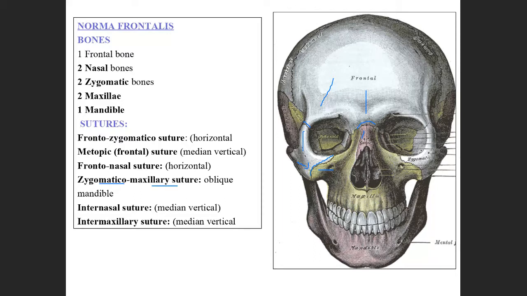And then the internasal suture. What is the internasal suture? This one. It is the union of these two nasal bones, the suture between the two nasal bones. And then the intermaxillary suture. Here this junction between the bones, this is the suture. You got it? So it is clear here. Okay, so we'll go next.